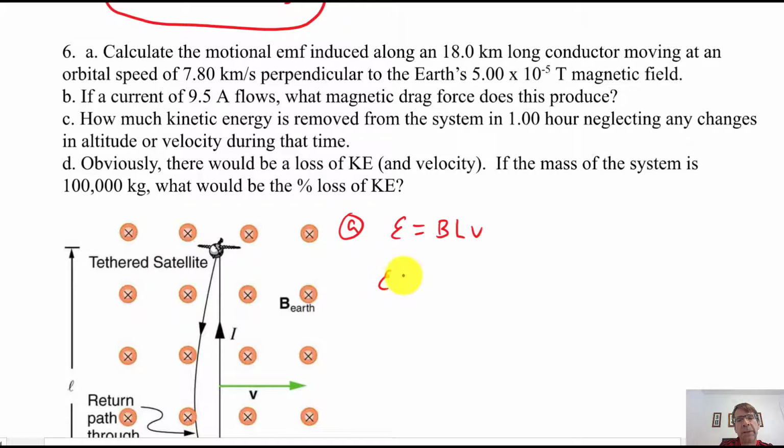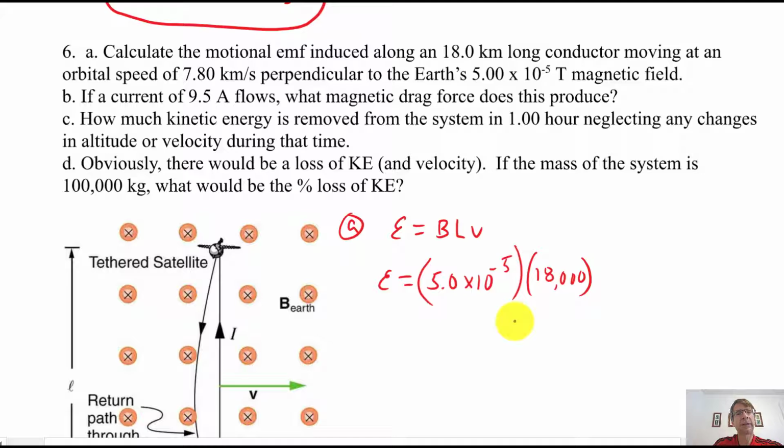The motional EMF is, okay, the Earth's magnetic field. This is a pretty reasonable estimate of the Earth's magnetic field. It fluctuates a little bit, but 5.0 times 10 to the negative fifth teslas. We're going to assume it's uniform and perpendicular to our wire. The length of this wire is 18 kilometers. That's 18,000 meters.